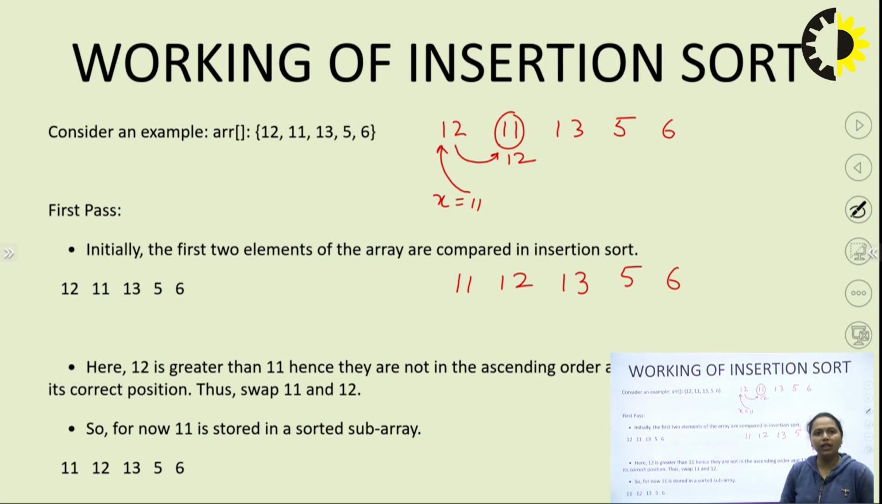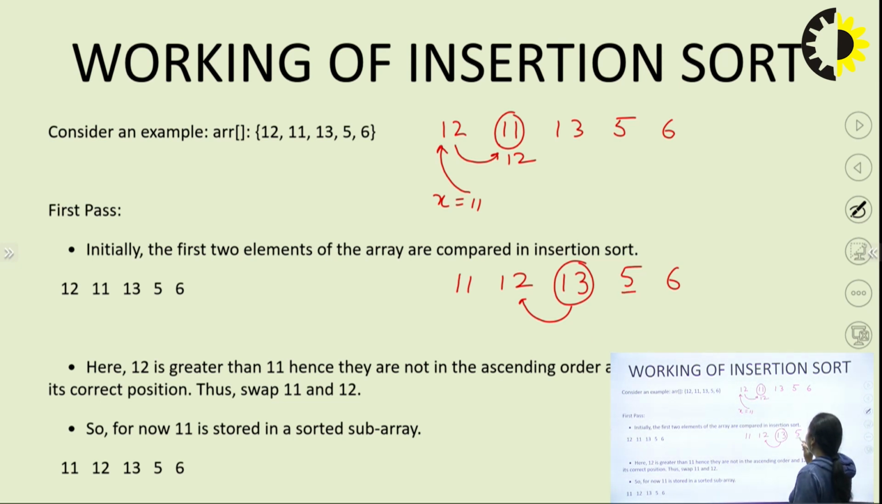So, there is no need. Now, next is 13. 13 is compared with 12. It is okay. There is no logical order difference here. 12 should come before 13 and it is written in correct order, which means there is no need of copying data to some other variable.